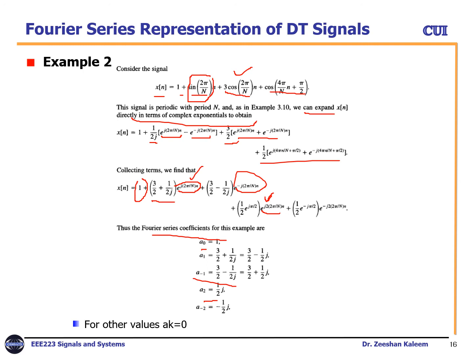And for a minus 2, we have a minus 2 here, so we have 1 over 2 minus 1 over 2j, because we evaluate e^{-jπ/2} by using Euler's identity. If you open this, you will get the result minus j. So minus j into 1 over 2, you will get minus 1 over 2j. And for other values of ak, it is 0, because we don't have other terms, like a j3 term or j4 term. It means that other coefficients are 0.